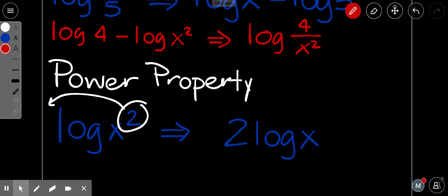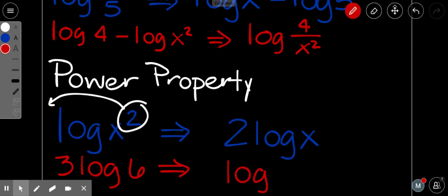And again, this can go backwards. So if we have 3 times the log of 6, we can rewrite this as the log of 6 to the third power. And there you have it. Those are your three properties that you need to know.